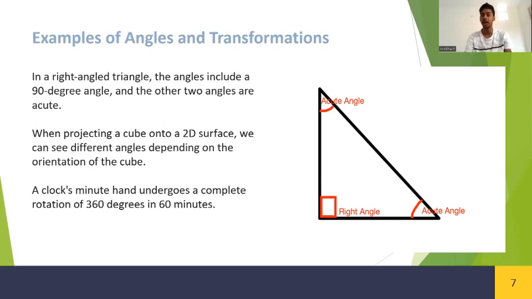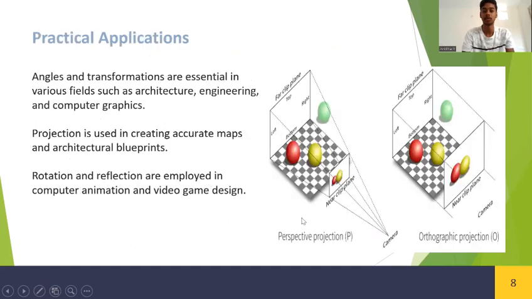Consider a clock. Everyone knows about it. The minute hand goes one complete rotation, a rotation of 360 degrees in 60 minutes, as mentioned here. So that was a clear example of angles and transformation, how it gets changed and what angle or measurement you can take. This was about the examples of angles and transformation.